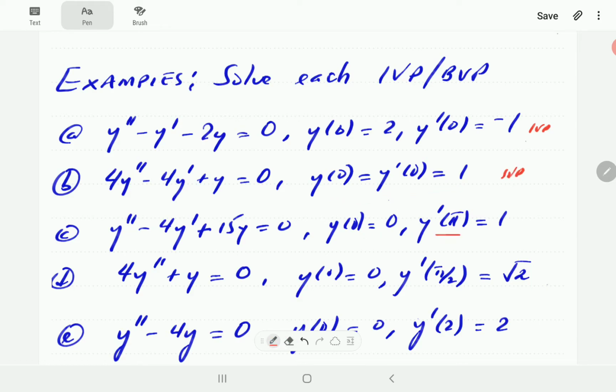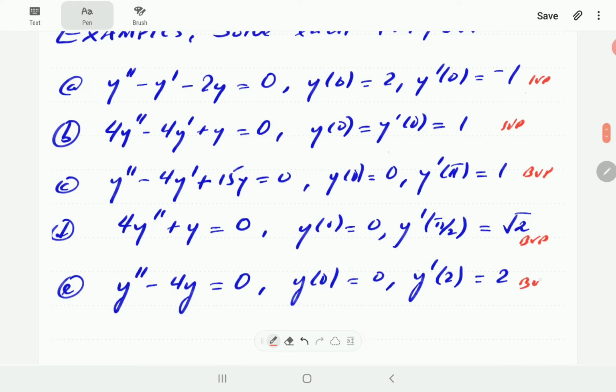But for part C, the first condition is specified at x equals 0, and the second one at x equals pi. So that makes that one a BVP. This one as well, and that one is also a boundary value problem. All right, so let's have a go at the first one.